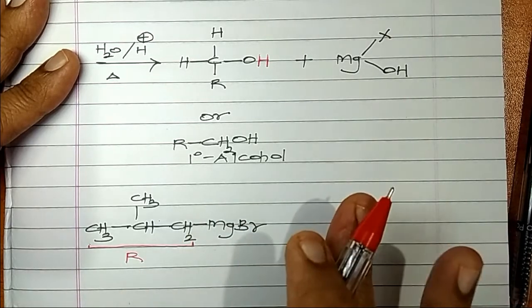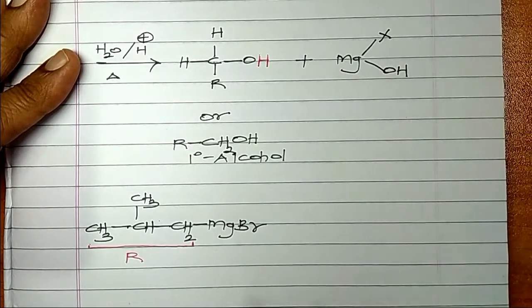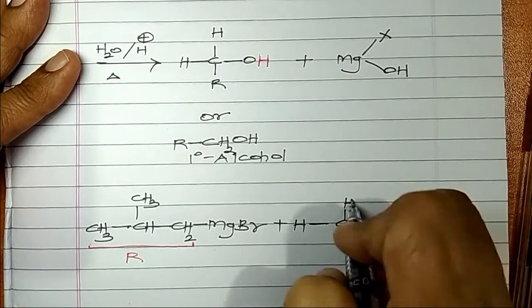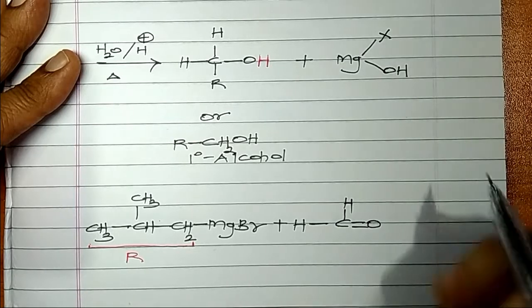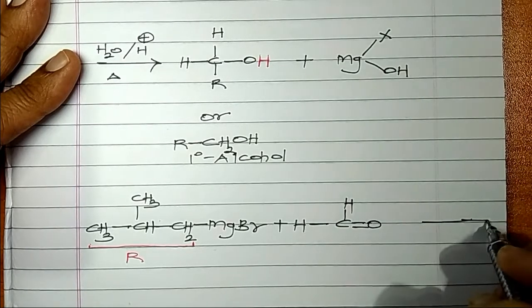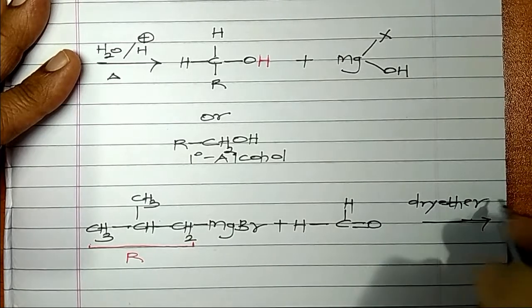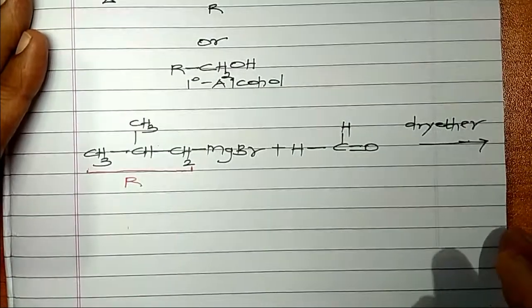Exactly on the same line, we carry out the reaction. We make it react with formaldehyde, HCH double bond O. The reaction requires dry ether. So we add dry ether.